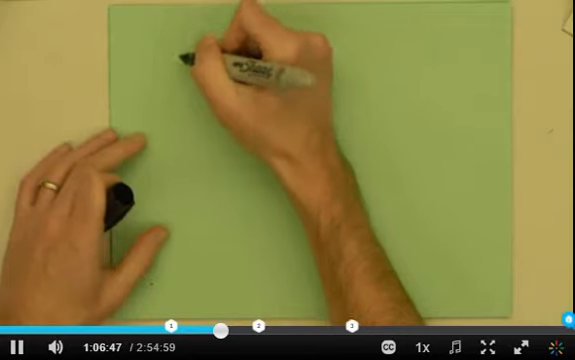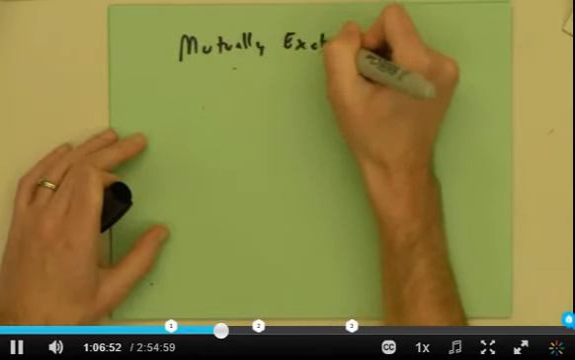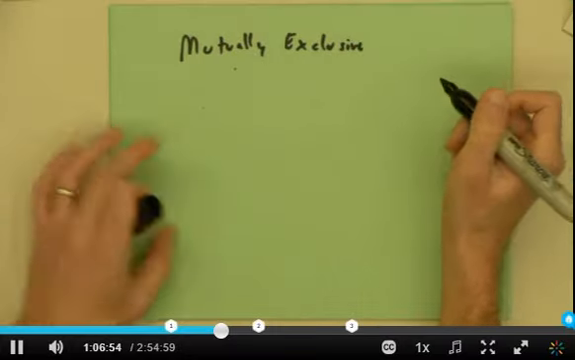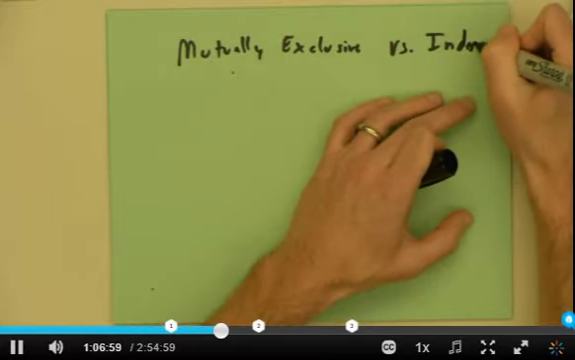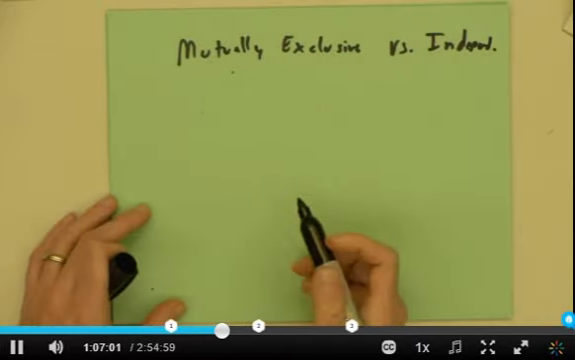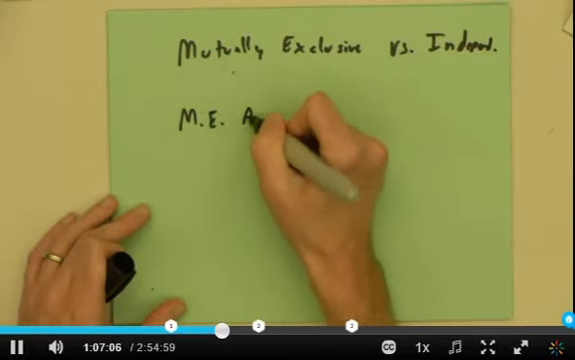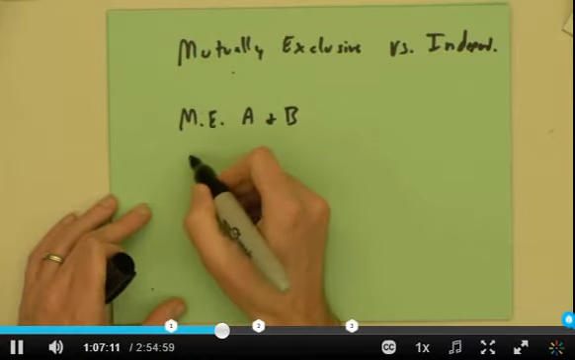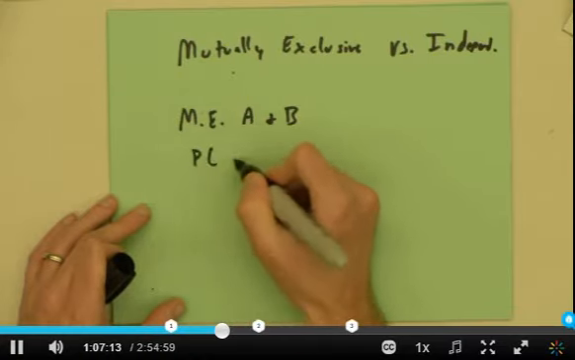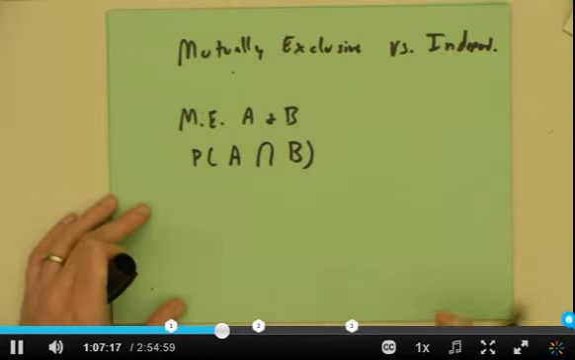Okay. So, before I go any further, let's say one other thing. Mutually exclusive or disjoint versus independent. Okay. Suppose A and B are mutually exclusive. What's the probability of both happening?